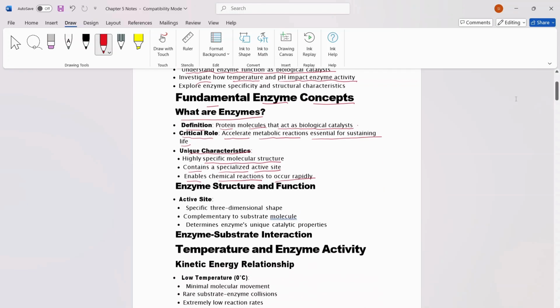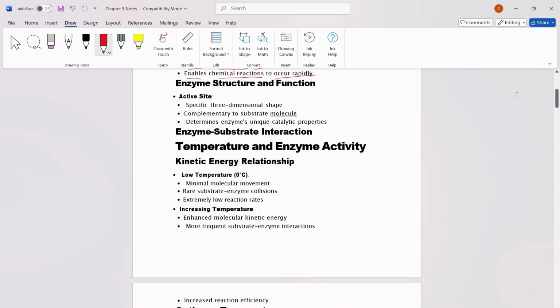Alright. Next is enzyme structure and function. The active site of an enzyme is a specific three-dimensional shape, complementary to the substrate molecule, which determines the enzyme's unique catalytic properties. Enzyme-substrate interaction.